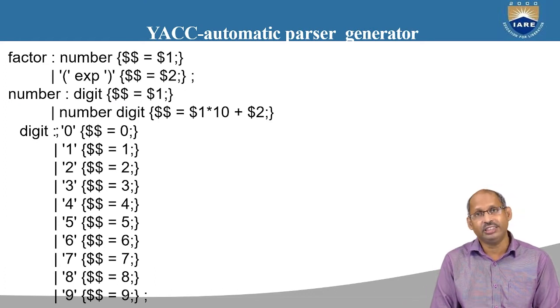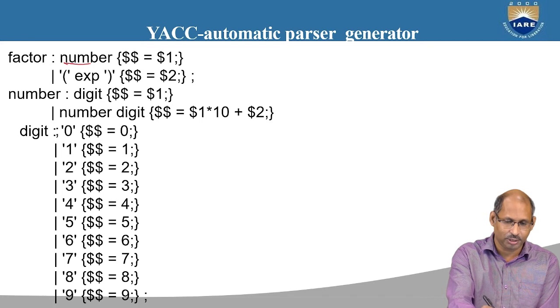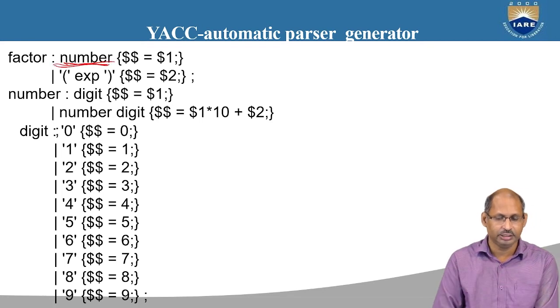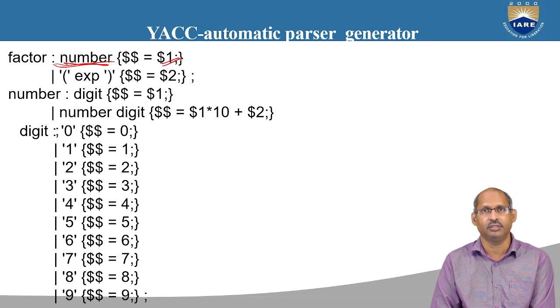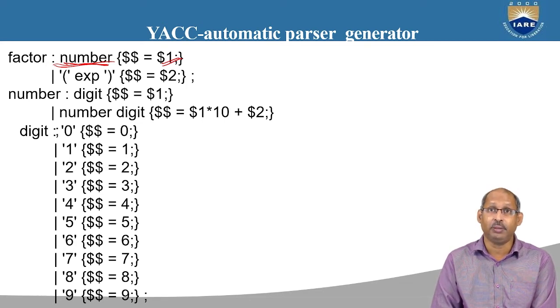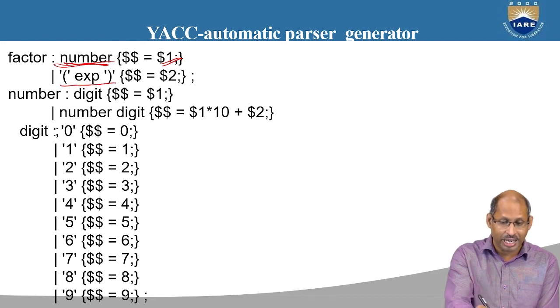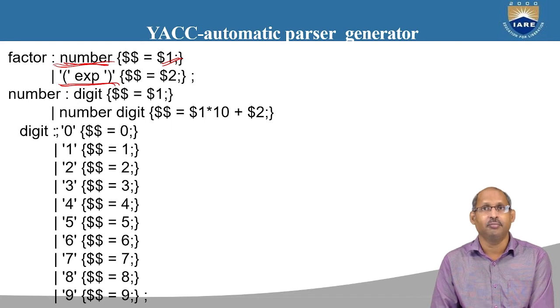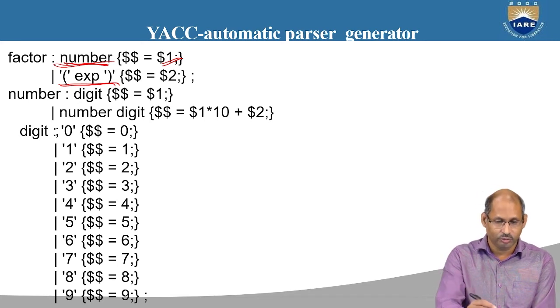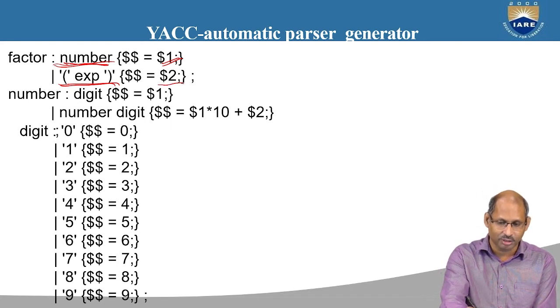Now, what is a factor? Factor is a number. Simply return the value of $1. Otherwise, it might be a recursive expression itself. It might be a parenthesized expression. So what is the expression? It is the second element. So $2.